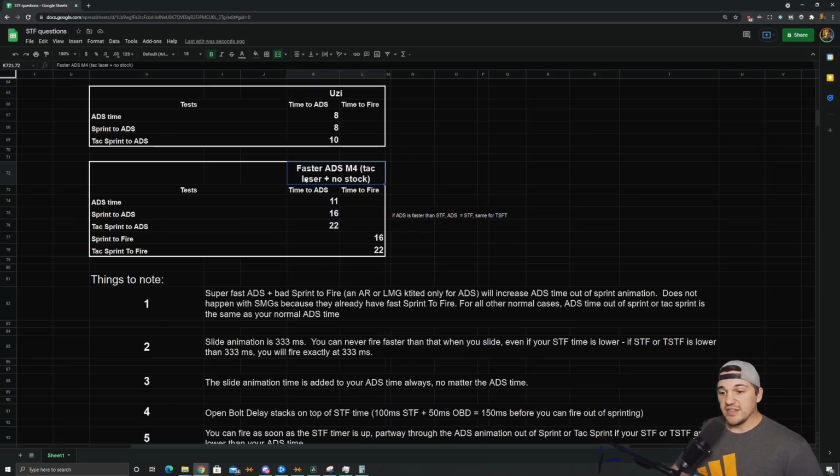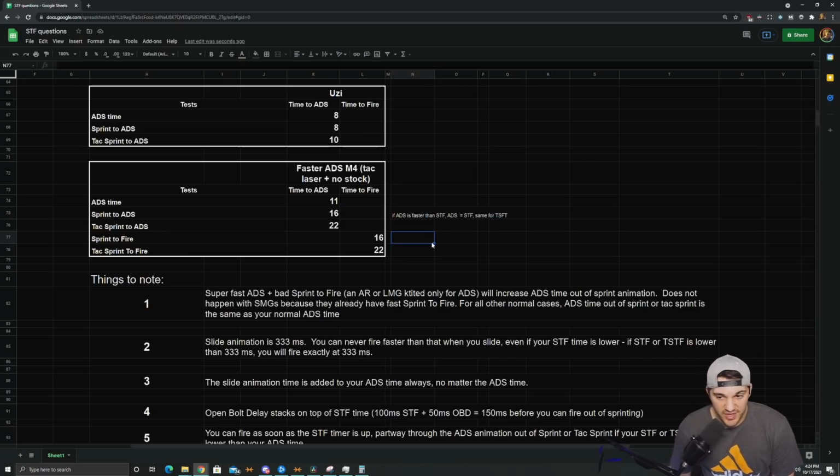So I just added it to this faster M4 table. This is the fast ADS M4. You can see my normal sprint to fire time was 16 frames. My tac sprint to fire time was 22 frames. Because my ADS time was below that in this rare case, my sprint to ADS time and my tac sprint to ADS time just became the same thing as my sprint to fire and my tac sprint to fire. So that's just a mechanic that's in the game. But it's pretty rare that your ADS time is going to be below your sprint to fire time. Not impossible, obviously, but pretty rare.